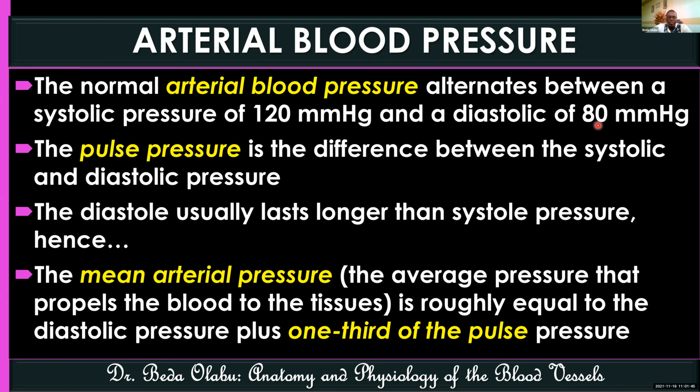120 minus 80 is 40. That's the pulse pressure. 40 divided by 3 will give you roughly 13. So 13 is the 1/3 of the pulse pressure. You take that 13 and add it to the diastolic pressure, which is 80. You get 93. So when the blood pressure is 120 over 80 millimeters of mercury, the mean arterial pressure is 93 millimeters of mercury and not 100.